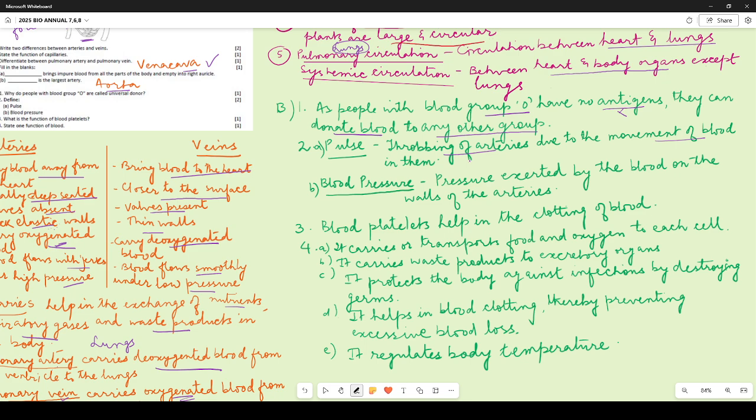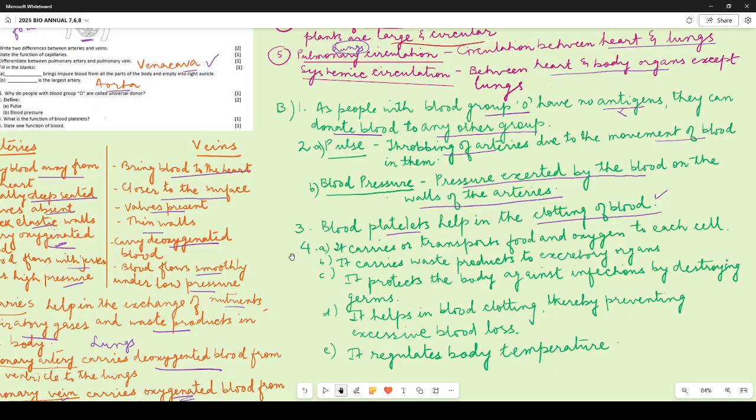Blood pressure. What is the blood pressure? Pressure exerted by the blood on the walls of arteries, right? So how much pressure the blood is exerting on the walls of the arteries, that is called blood pressure. What is the function of blood platelets? Blood platelets help in clotting of blood. Okay, so we know the constituents of blood, RBC, WBC and platelets. They help in clotting of blood. So whenever you have an injury and the blood is flowing out, after a while the blood clots. That is due to these platelets.